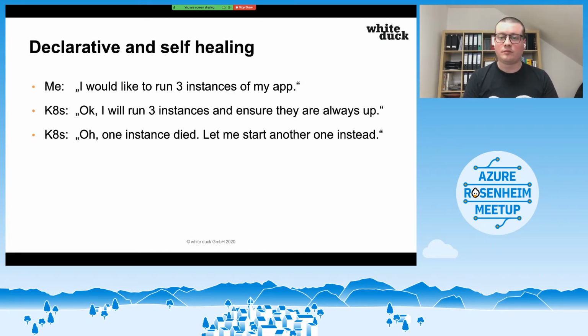So this is a nice example. Let's say I tell Kubernetes, hey, I would like to run my app and I would like to have 3 different instances. Then Kubernetes will say, okay, I will now start 3 instances and ensure that they're always up and running. And then some minutes later, Kubernetes says, oh, an instance died. So I will start another instance because you would like to have 3 running and now you only have 2. So I will start up another one. And this is completely done without any interaction from myself. So it's really Kubernetes making sure that those 3 instances I would like to run are up and running all the time, or at least nearly all the time.